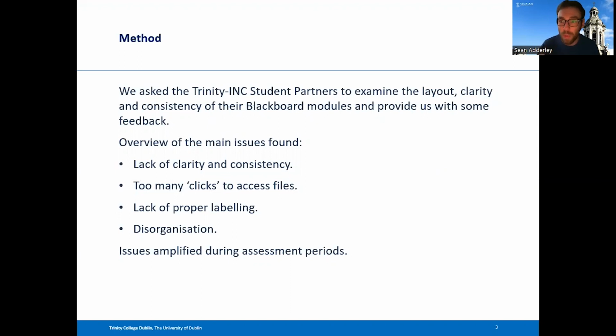And remember that it will take a bit of time to structure your Blackboard modules in this way, but the investment pays off. You can likely roll these modules over year after year with probably only some minor tweaks, if any.